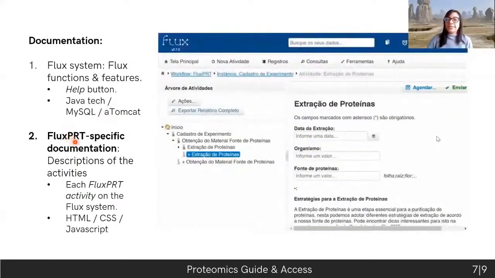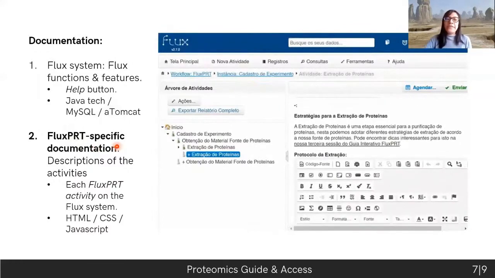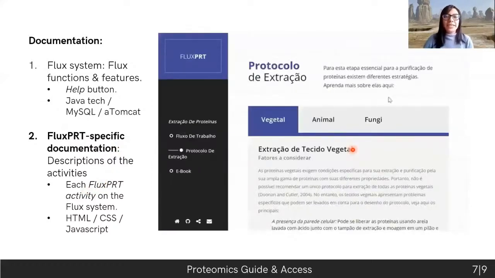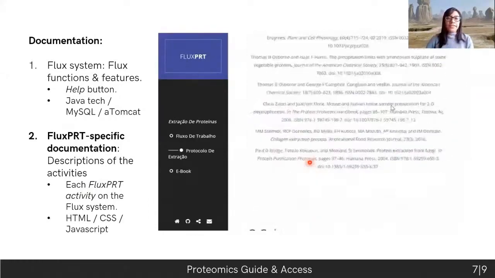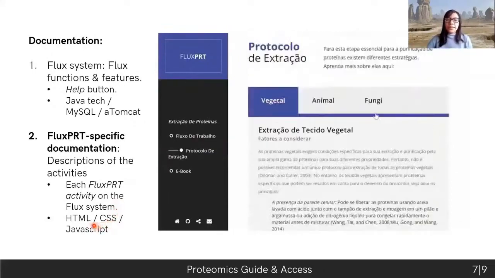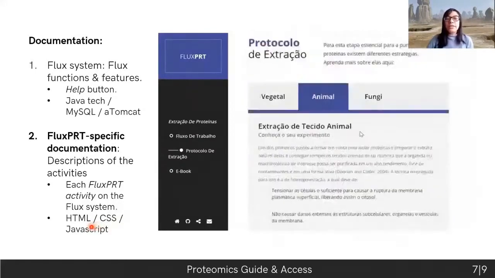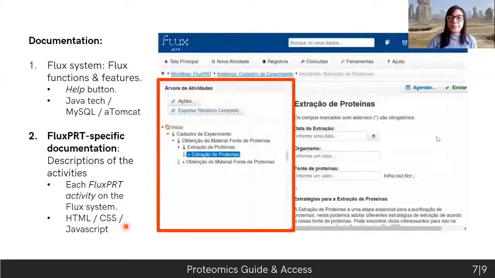Our documentation, the Flask PRT specific documentation, has the descriptions of the activities, and you can access that for each activity of the Flask PRT. You click on this and you can access the interactive guide. So this documentation is built using HTML, CSS, and JavaScript.